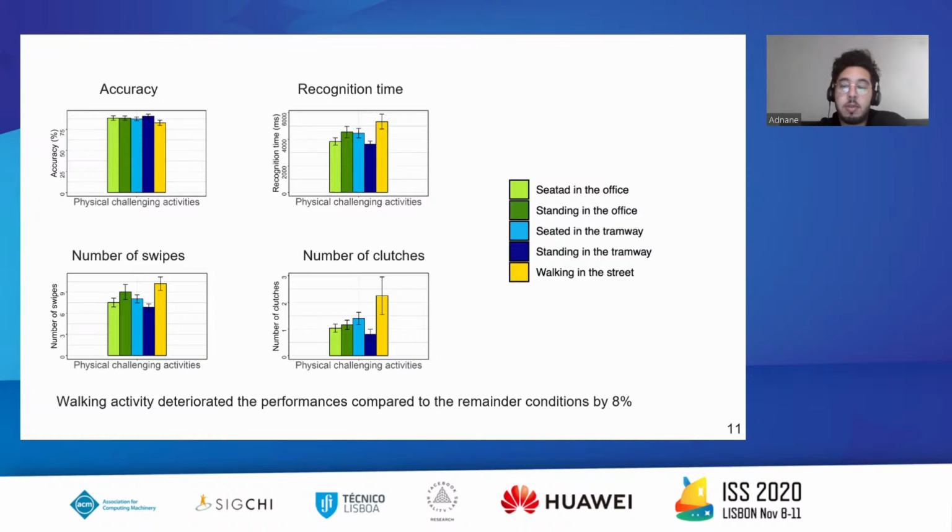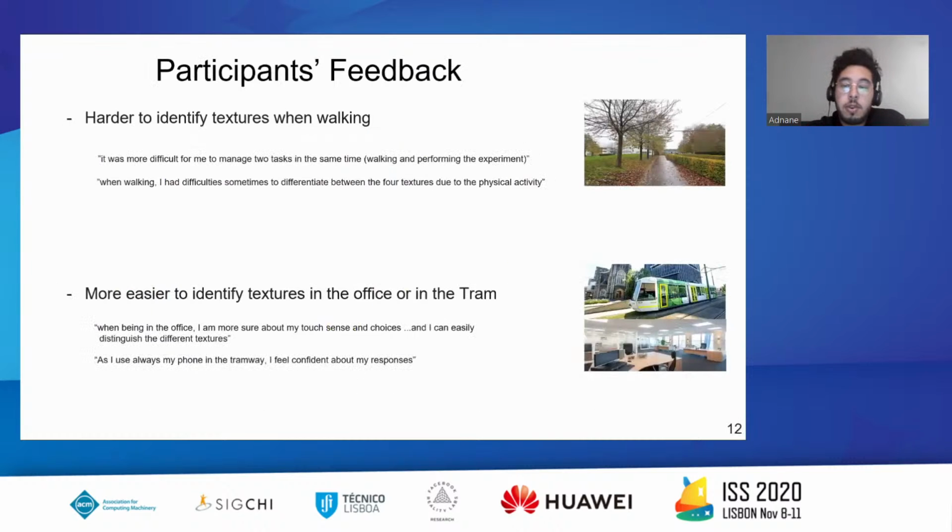And finally, for the number of clutch, which represents the number of times the user removes his finger from the surface and puts it again, we found no significant difference. Overall, we also observed that walking in the street deteriorated the performance compared to the reminder condition by 8%.